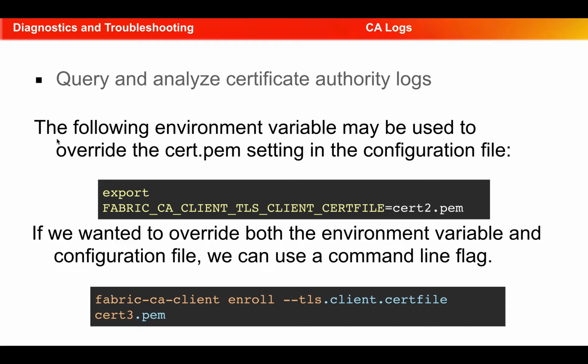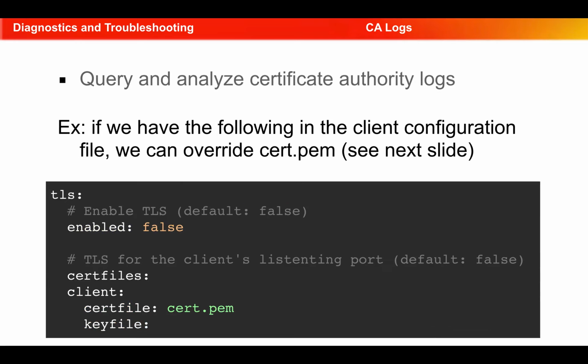If you want to override whatever is present in the file, then you will go for these environment variables which are shown here. This is the command that you are going to execute, where you override that particular property, and the value that you pass as part of this command will override the previous value of the property, which is cert file, which we have shown here. So cert2.pem will be the value.